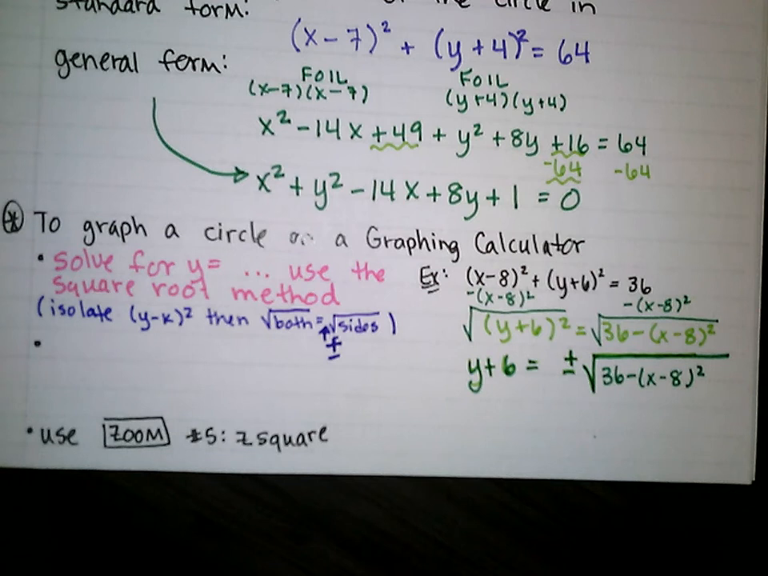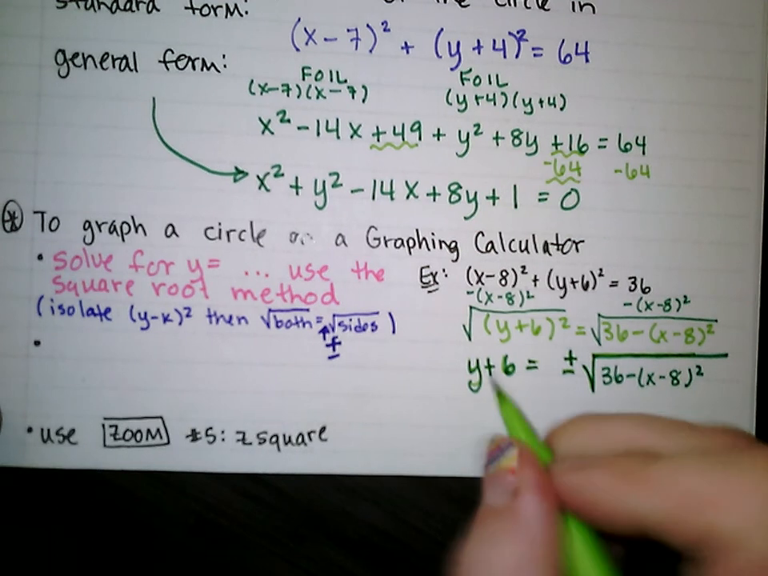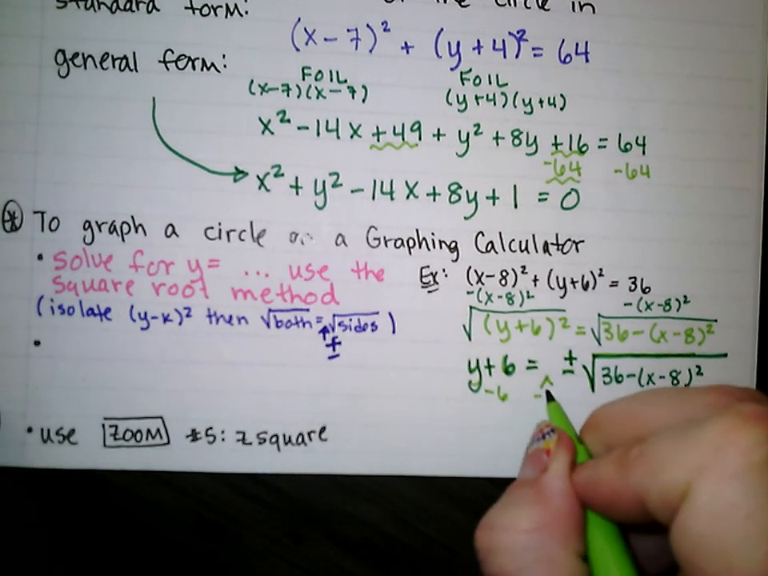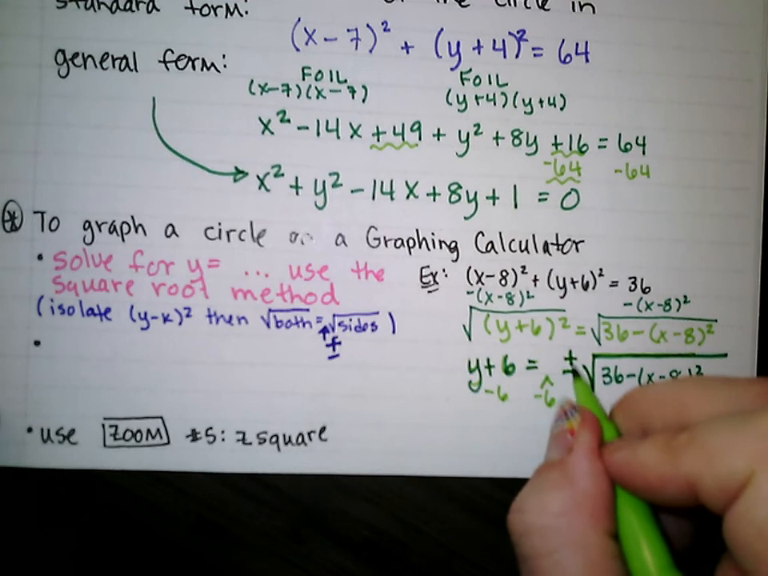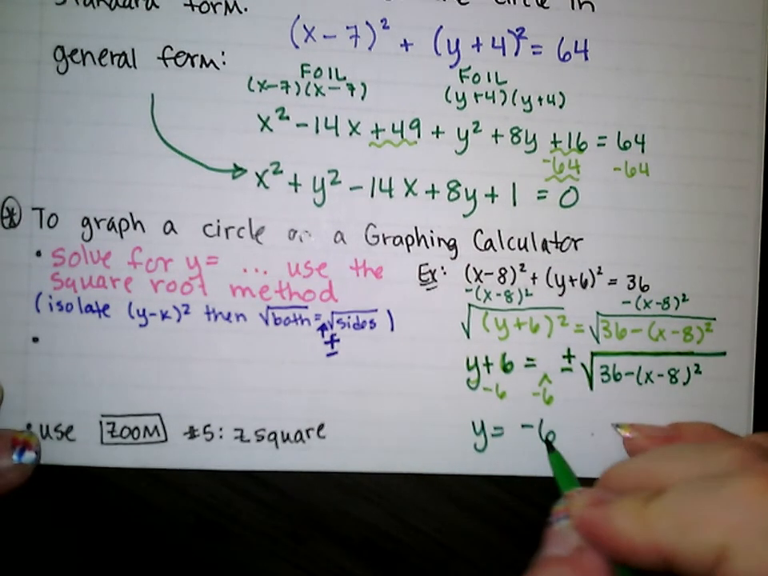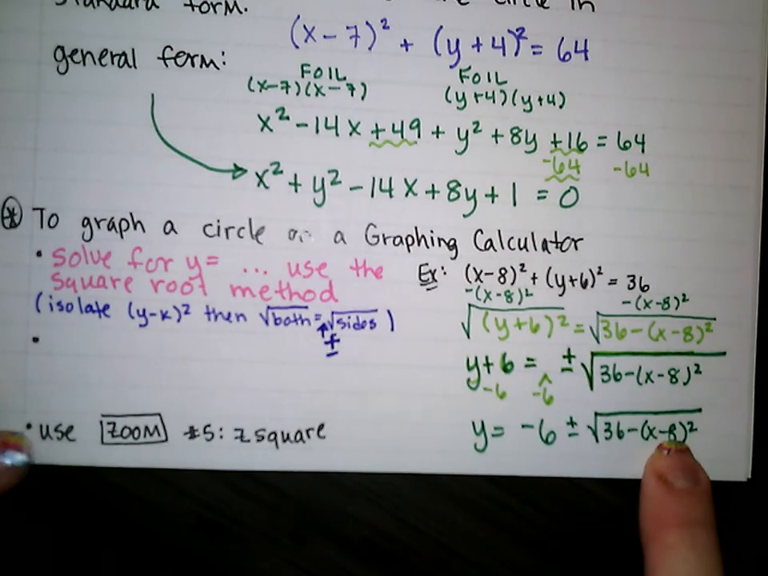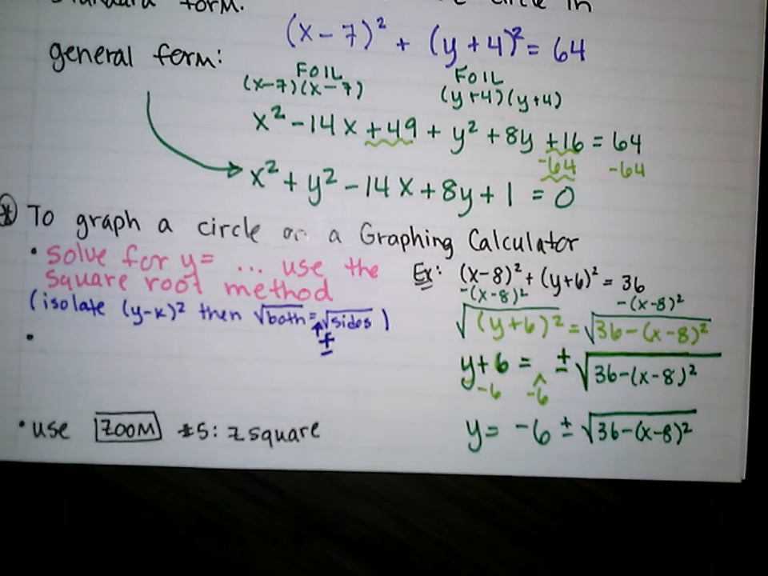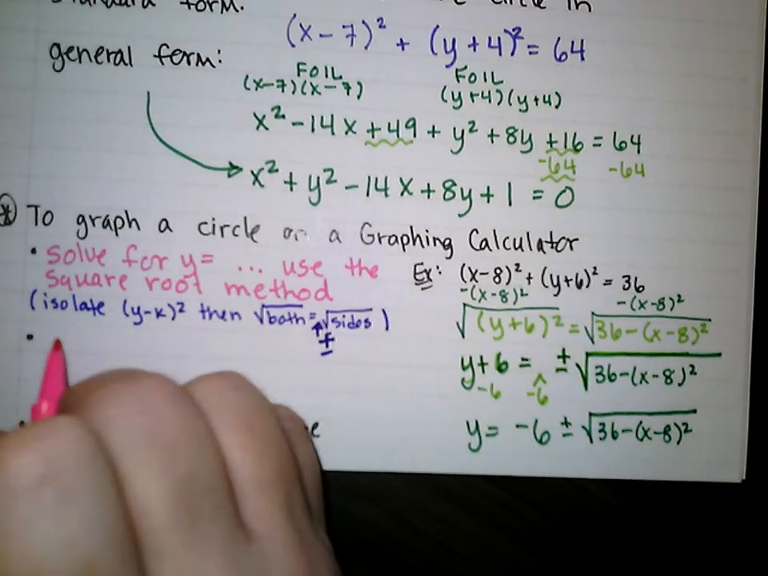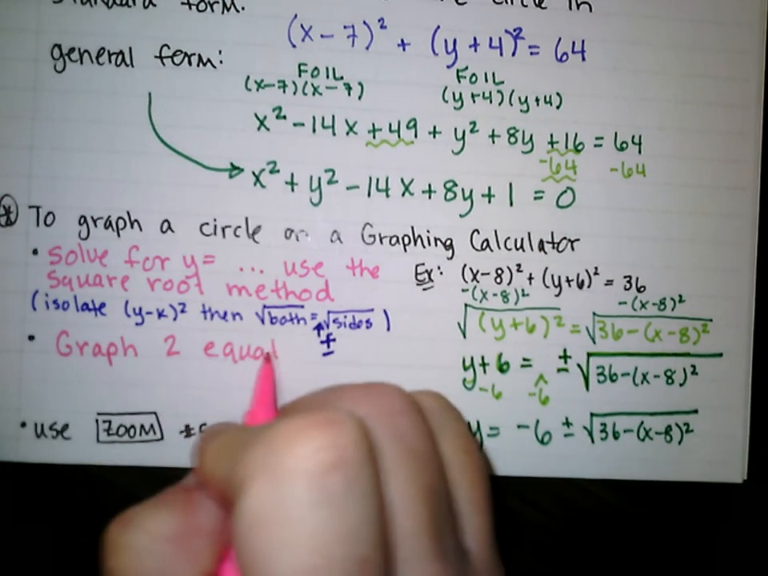Then we're going to move this 6 over to the other side. So subtract 6. And I want you to always put that before the plus or minus sign. So we're going to have y equals negative 6 plus or minus the square root of 36 minus x minus 8 squared. Don't worry about foiling that out because we're just going to type it in our calculator anyway. We're going to have to graph both of the equations though. So we're going to have to graph two different equations.